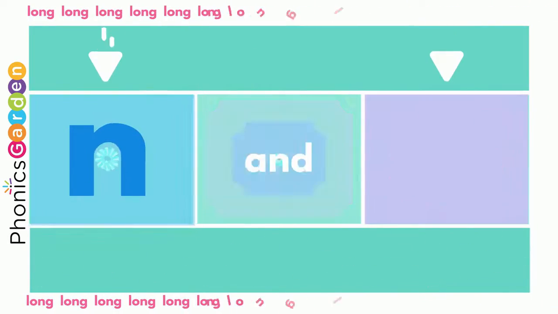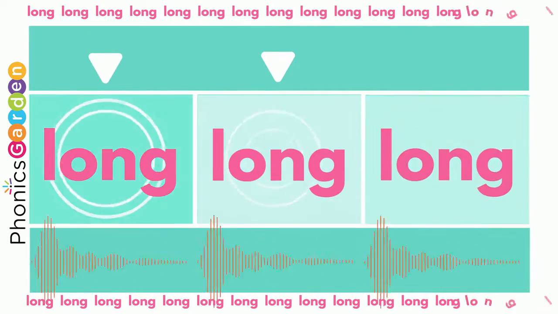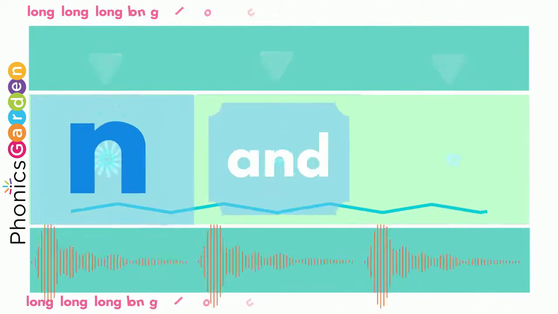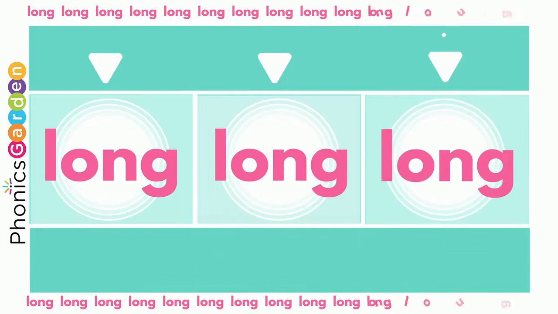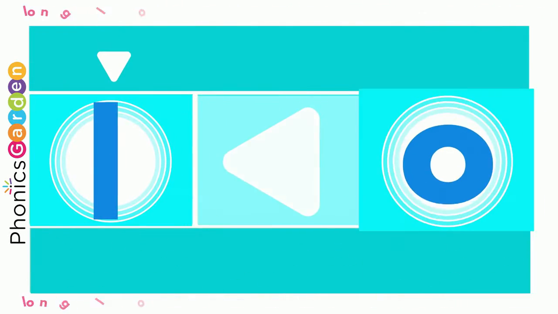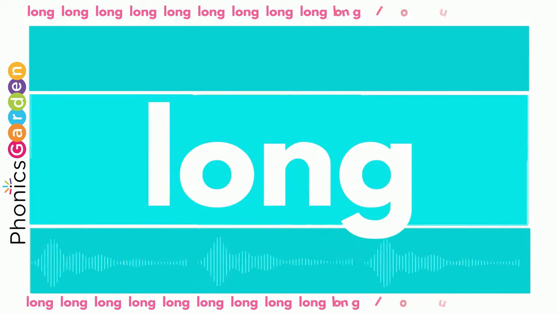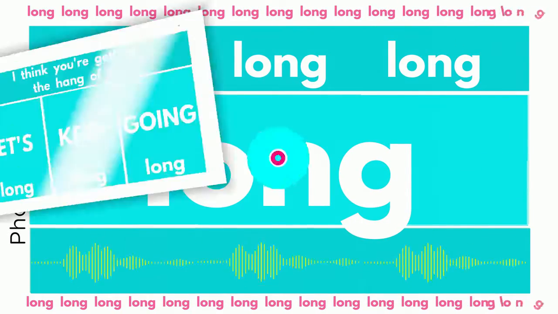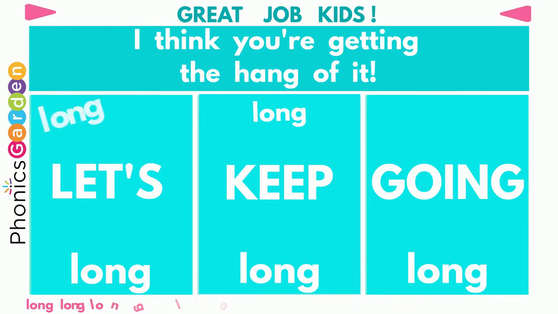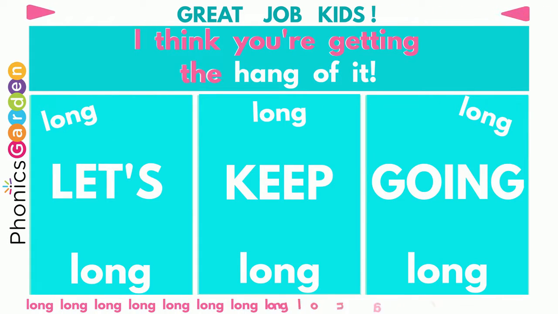L and O, N and G, long, long, long. Use an L, use an O, end it with NG. Now you've made the new word long for me. Great job, kids. I think you're getting the hang of it.